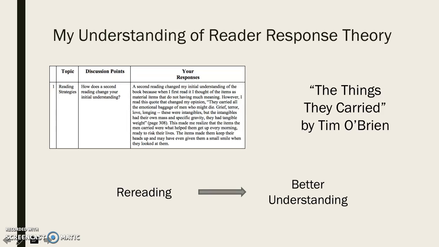So I chose to talk about when I used the reader response theory to interpret Tim O'Brien's The Things They Carried. When I first read this text, I thought of all of the items that the soldiers carried as materialistic and insignificant. However, when I read the story for the second time, I had a whole different understanding. Every item that was carried by a soldier had a specific meaning and was very special. They helped the soldiers make it through the horrible times of the war and were essential to the soldiers. Rereading the text helped boost my comprehension of the story and its significance.